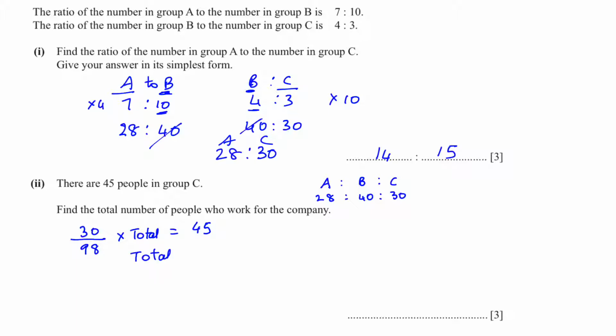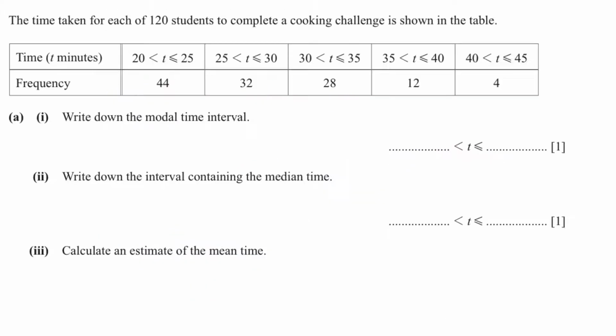Therefore, total is equal to 45 multiplied by, whenever you have something like this, we flip it over when we bring to the other side. So 30 over 98 will be 98 over 30. This will give us 147. So the total number of people who work for the company are 147.